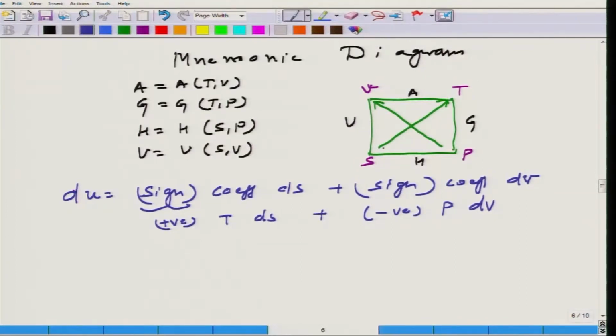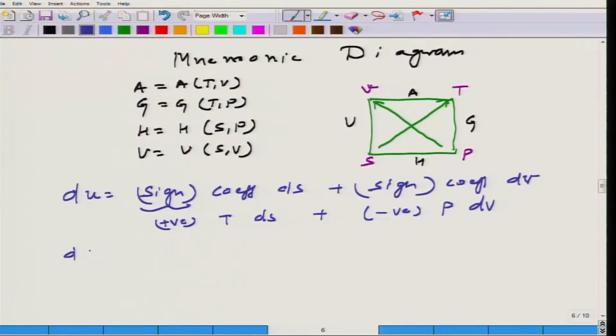The sign is positive when the arrow is away from the independent variable. If it is towards itself, then it's negative. So that is how we can make use of this kind of diagram. With this we can also do some exercise here.